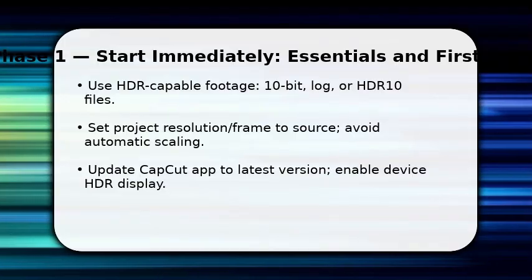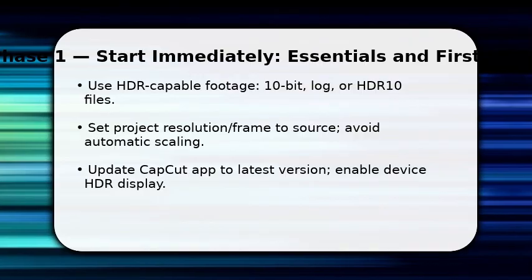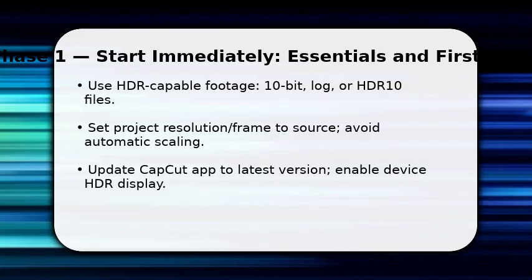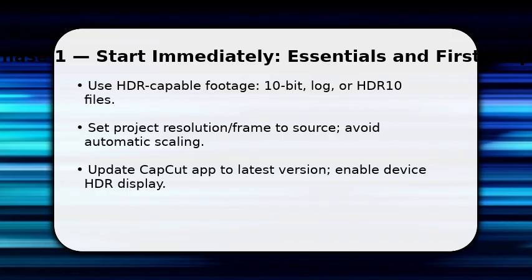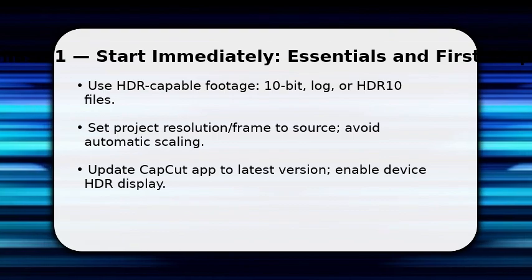You'll start by confirming your footage and device support HDR. This matters because CapCut can only preserve HDR if the source and display allow it. First, import a 10-bit or HDR10 file into a new project and set the project resolution and frame rate to match the clip exactly. Once done, make sure your CapCut app is updated and your phone or monitor's HDR mode is turned on. This prevents tonal clipping later and keeps highlights intact.